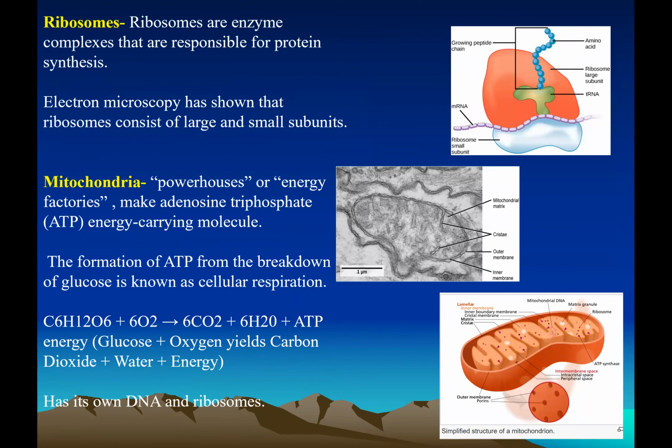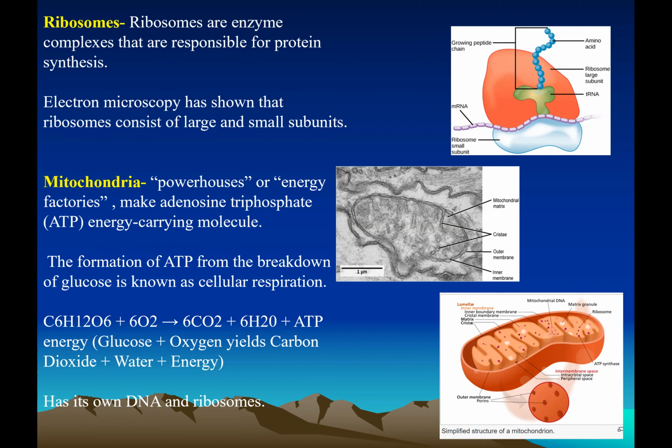Ribosomes are the protein factories in a cell. So it will have a large part, they'll call it the large subunit, and it will have a small part called the small subunit. And the main function is protein synthesis. It will be able to read a template of RNA and then make a copy of proteins from that.